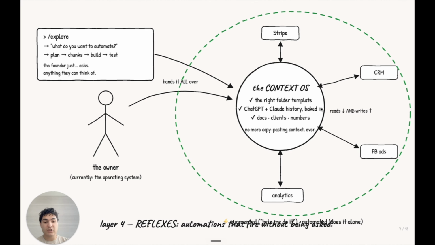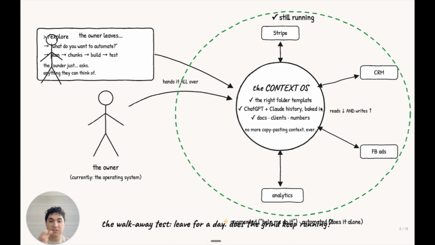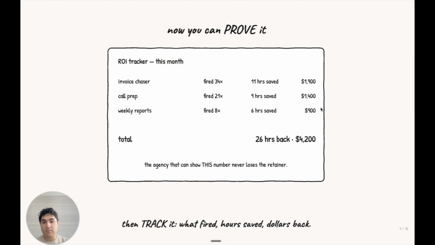Layer 4 is the reflexes. The automations actually fire without it being asked, okay? So as you can see here, you have automations still running without things being asked. The owner leaves, and automations can just keep firing away and running without them, right?